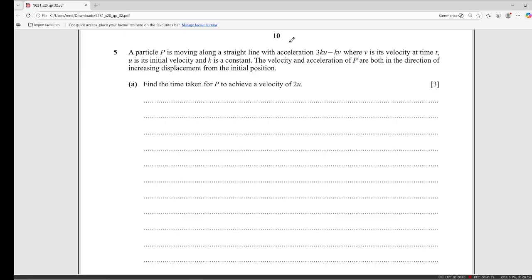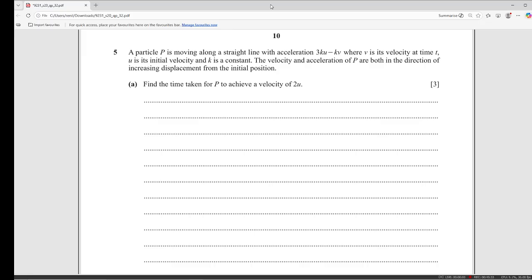Okay, P is moving along a straight line with acceleration 3ku minus kv, v is velocity, t is time, u is initial velocity, and k is a constant. The velocity and acceleration of P are both in the direction of increasing displacement.